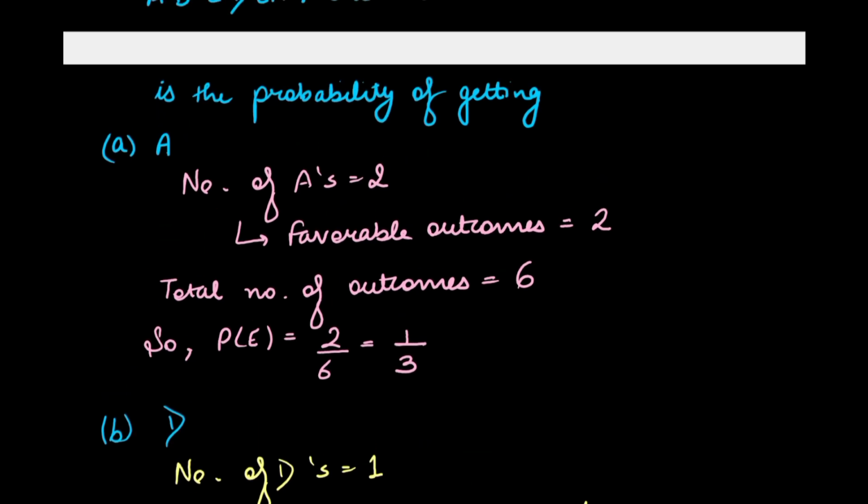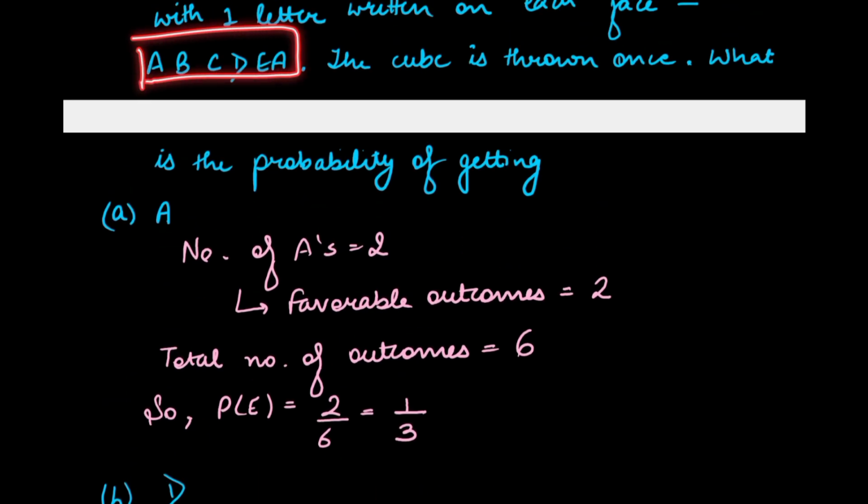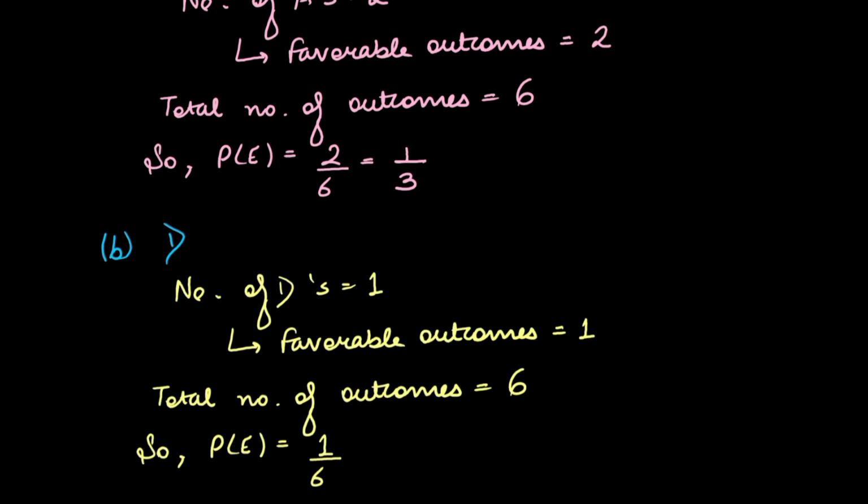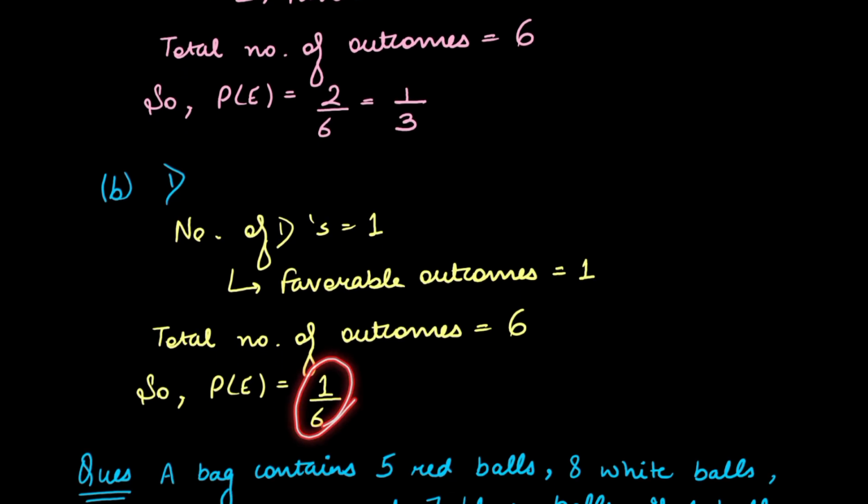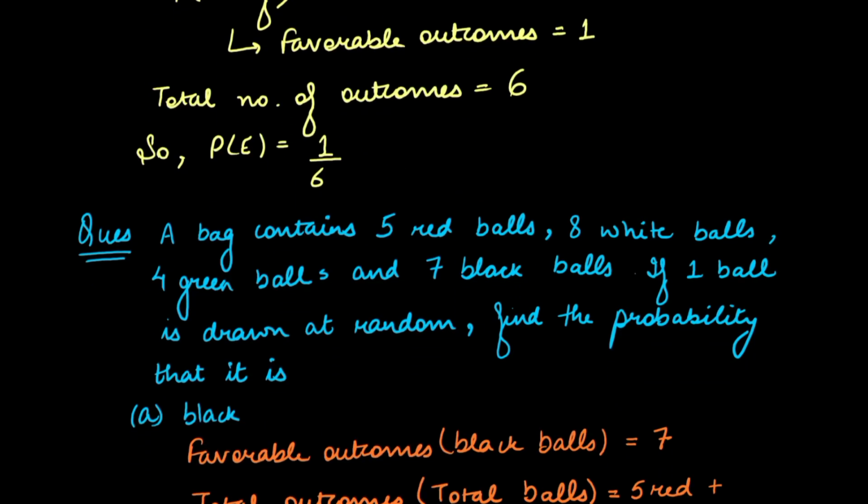D. Now in these 6 letters written here, D is only 1. So the total number of favorable outcomes will be 1 and the total number of possible outcomes is 6. So the probability is 1 by 6.